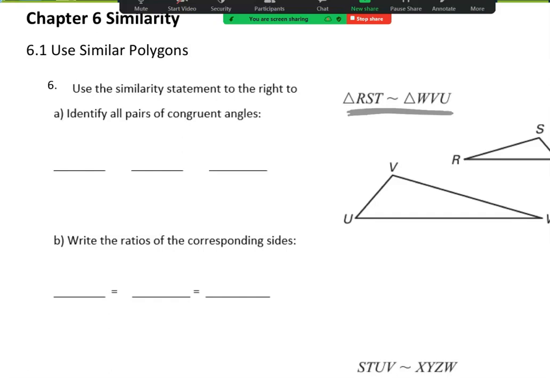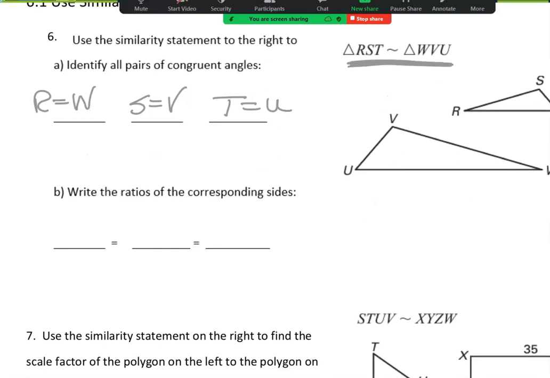So I'm going to identify all pairs of congruent angles by matching up the angles with the congruency statement. So R equals W, S equals V, and T equals U. And I know I have it correct because I worked with the similarity statement. I'm going to do the same thing for the ratios. So remember, in similar shapes, the angles are always congruent and the sides are in proportion. And that proportion is the scale factor. So those are all the pieces we have to keep straight.